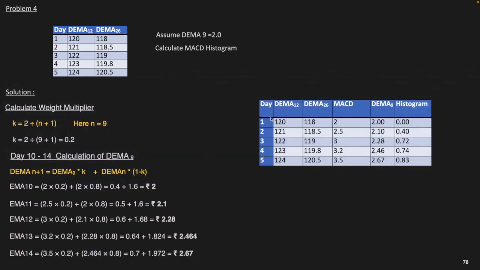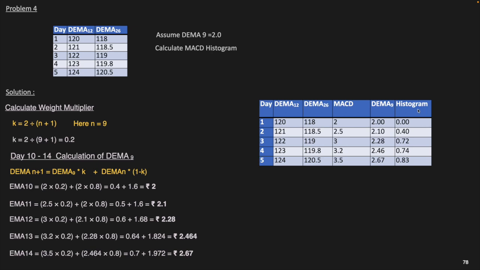So we got all these values. Now this is the MACD, as I have explained, where we put 2, 2.5, 3, 3.2, 3.5, the same values I have put here. Now you got the 9-day exponential moving average of MACD. What are those values? 2, 2.1, 2.1, 2.28, 2.28, 2.464, 2.46 and 2.67.